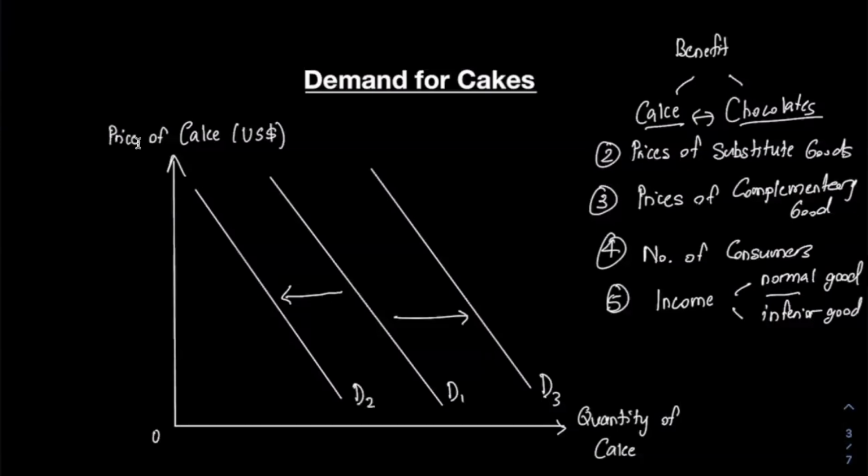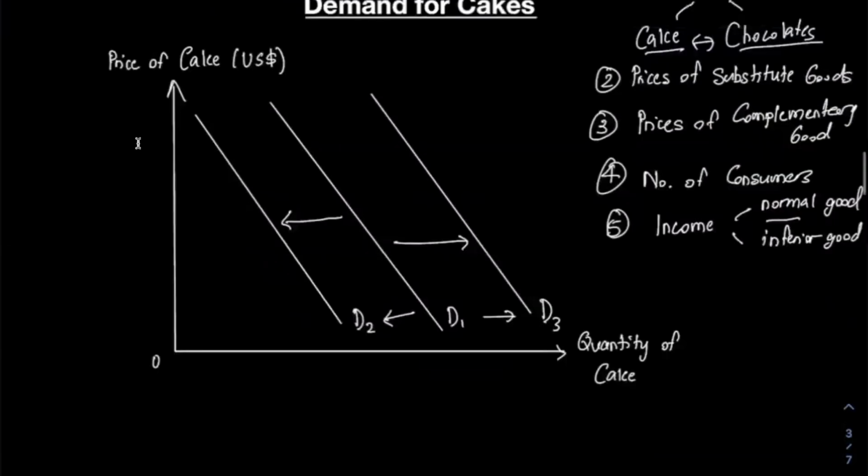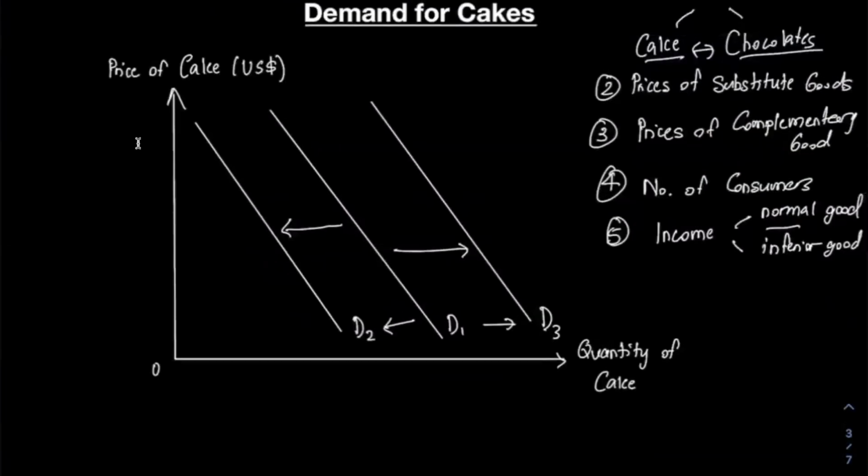So the overall demand can decrease, which is reflected as a leftward shift of the demand curve from D1 to D2, as you see over here, or a rightward shift of the demand curve from D1 to D3, as you see over here. So hopefully this very simple example helps to simplify your understanding of what demand, the law of demand, and price or non-price determinants are for this topic.